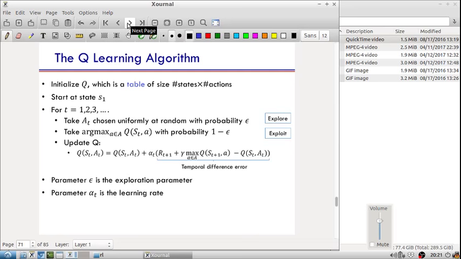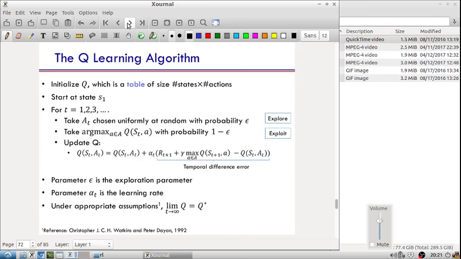Epsilon can be anything. It's user defined. For all epsilons, this will converge. Actually, that was shown by Chris Watkins in 1992. For any positive epsilon, as long as you have exploration, eventually this Q table will have the same values as Q star of S comma A, as if you would solve the planning problem.